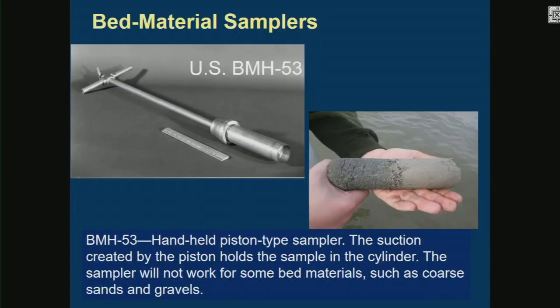All right, so it's literally, in this case, a piston type sampler, so it has a little piston in it. You push it down, and when you pull it up, the suction from the piston being pushed up helps you hold the sample in it. Looks something like that. As you can see here, this would not work for coarse sands and gravels. It works more for the finer sands and fine grain like silts and clays.